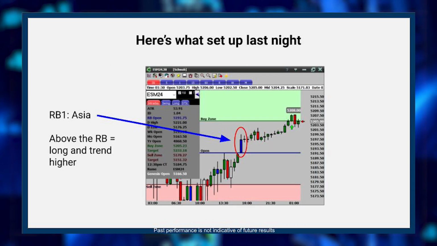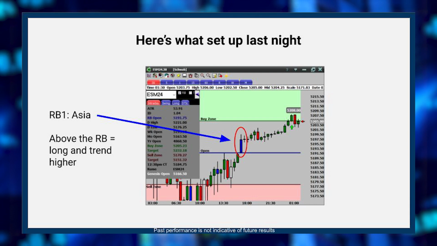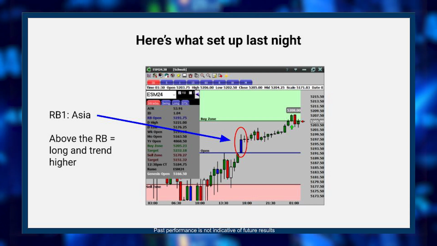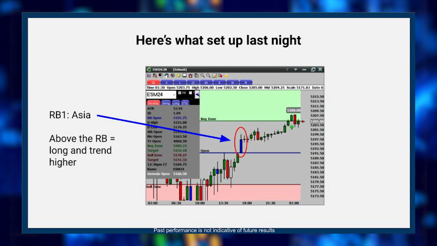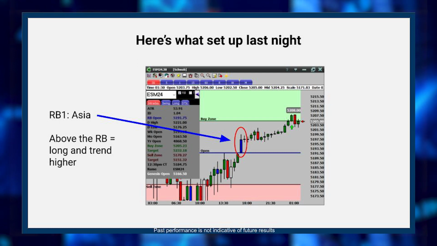Now, here's what set up last night. Notice Asia was very bullish. Above that reference bar, you should have been long. You could have bought the S&P. You could have bought the NQ.